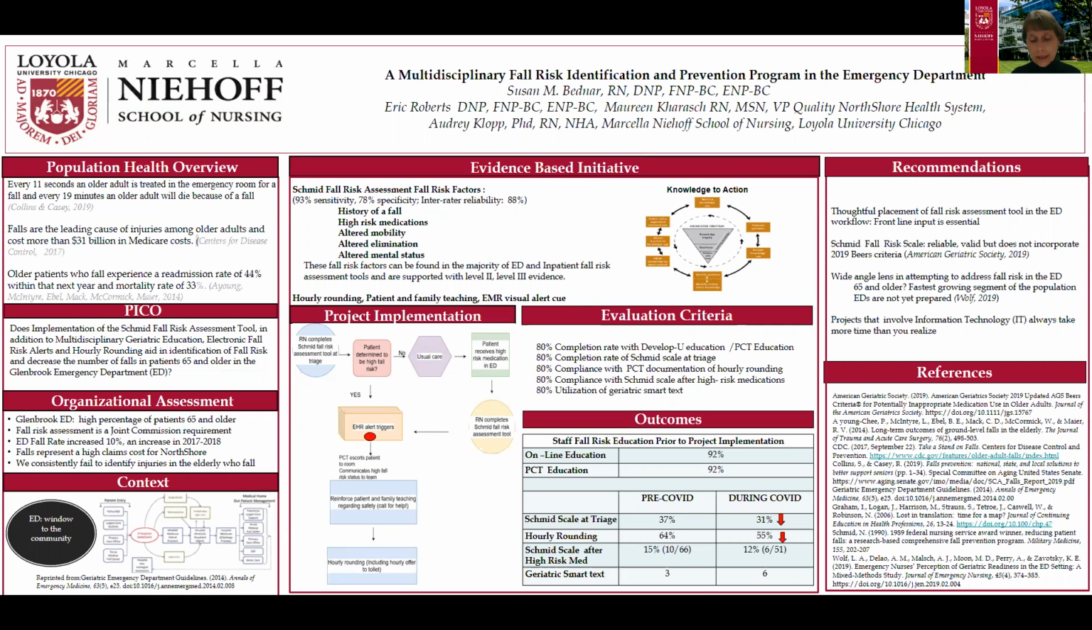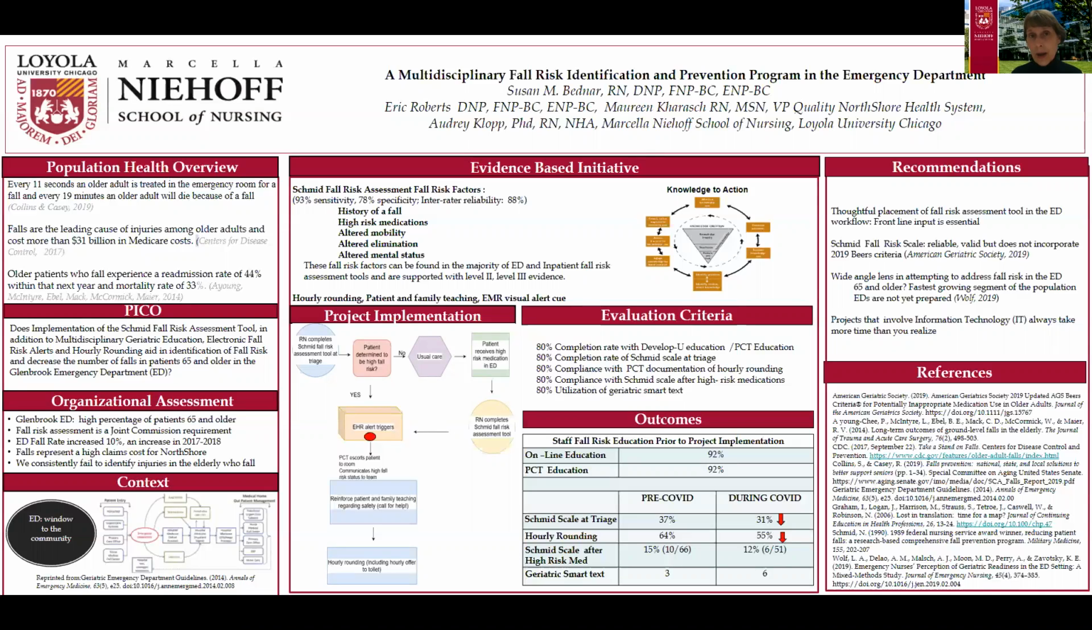My presentation today involves fall risk assessment in the emergency department. Every 11 seconds, an older adult is treated in an ED for a fall, and every 19 minutes, an older adult will die because of a fall. Falls are the leading cause of injuries among older adults and cost more than $31 billion in Medicare costs. We know that older patients who fall experience a readmission rate of 44% within that next year and a mortality rate of up to 33%.